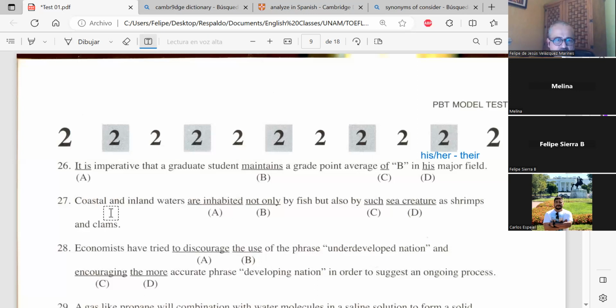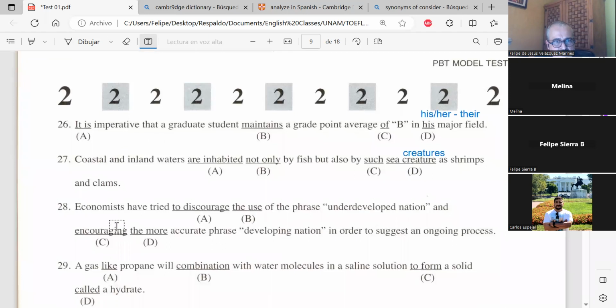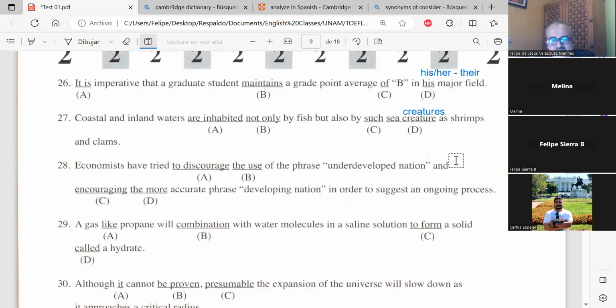Yes. Okay, "coastal and inland waters are inhabited not only..." Yes, if we say "not only", we say "but also". This is complete, okay, but we are talking in plural, so we have to say "sea creatures". Okay, the pluralization. "Economists have tried to discourage..." When you say "and" or "or", you have similar things. They are trying to discourage and they are trying to encourage. Okay, similar things.